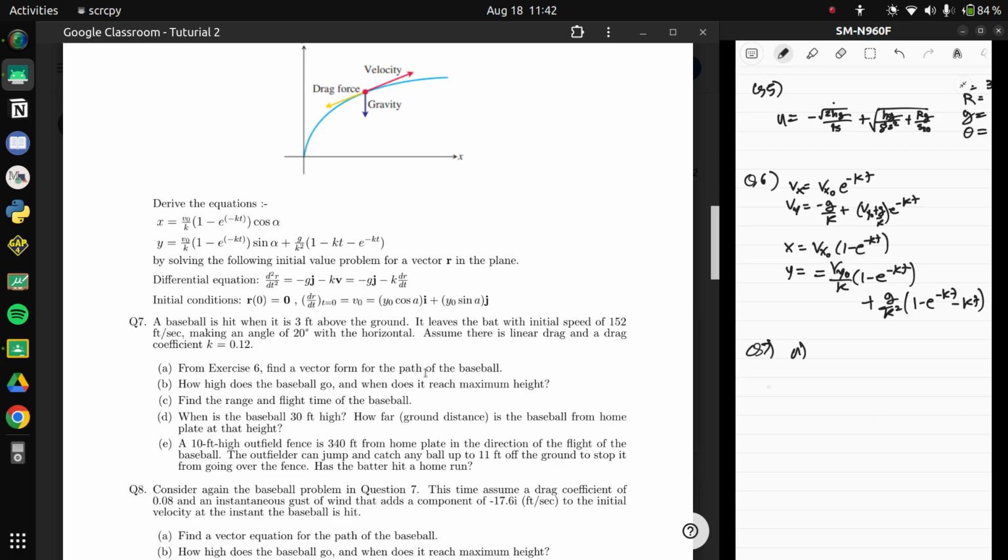So you got x, y is equal to this stuff. The initial speed was 152, and that upon k is 0.12. So just divide by that. It's just 15200 upon 12, whatever that number turns out to be. I'm just going to find what vx, vy are first.